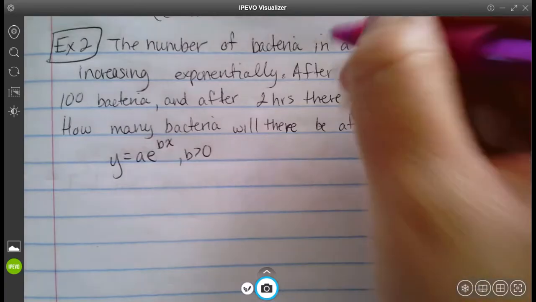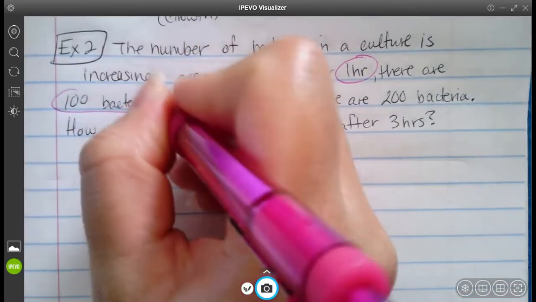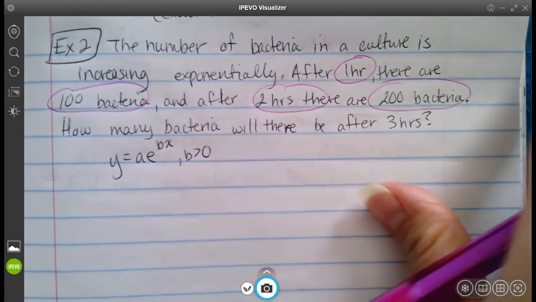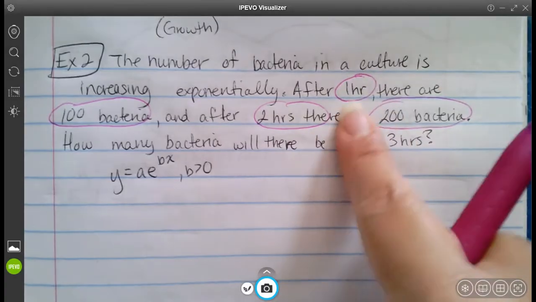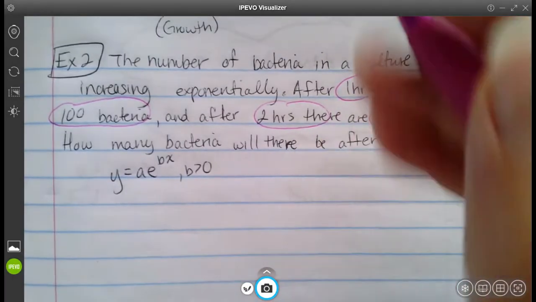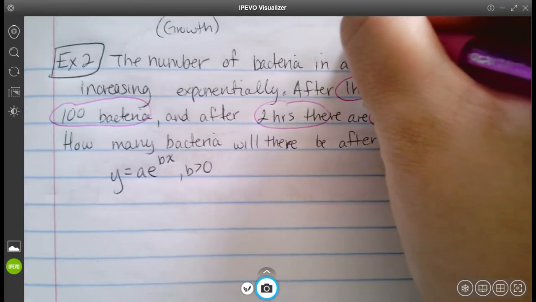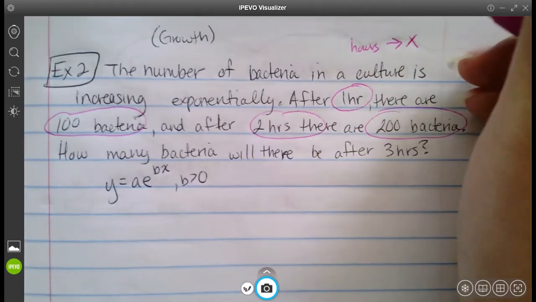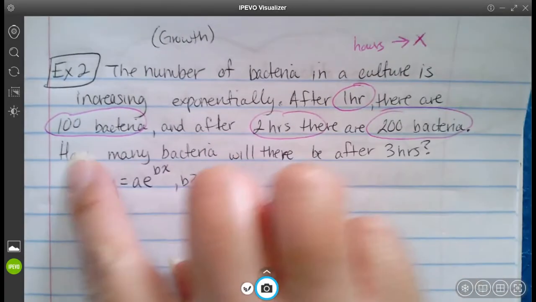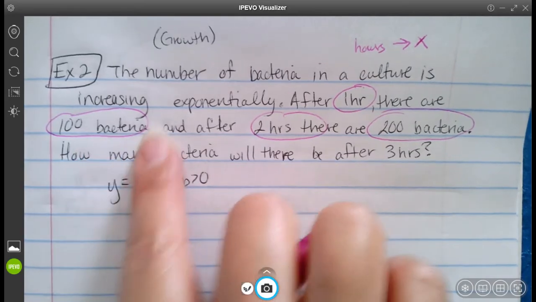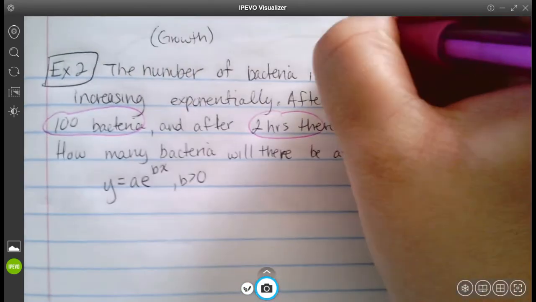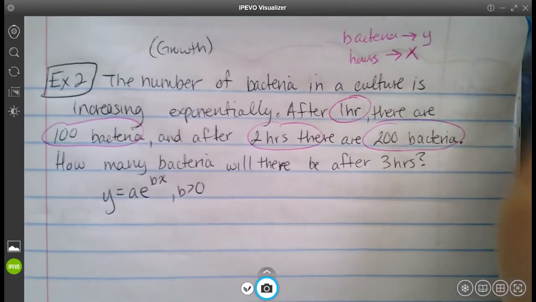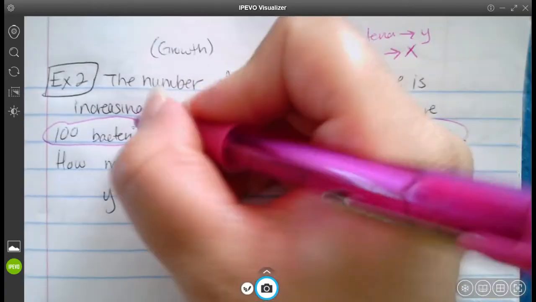For the first one, after 1 hour, there are 100 bacteria. And after 2 hours, there are 200 bacteria. So this tells me that my hours is the time, and usually time is your x. So our hours is going to be our x value. The 100 bacteria is what we have at the end, so the bacteria is the output. This is going to be our y values. So for this x, we have this y.